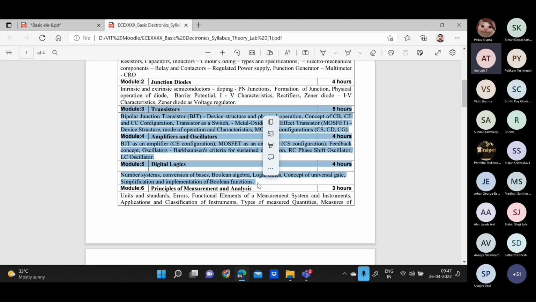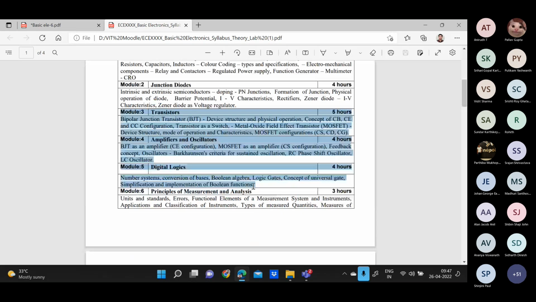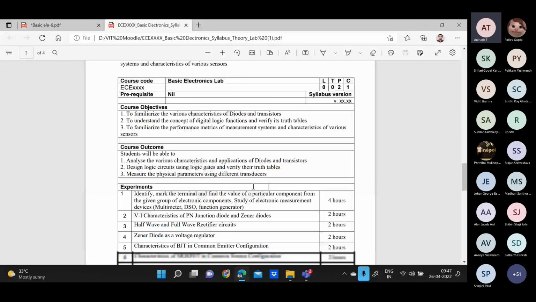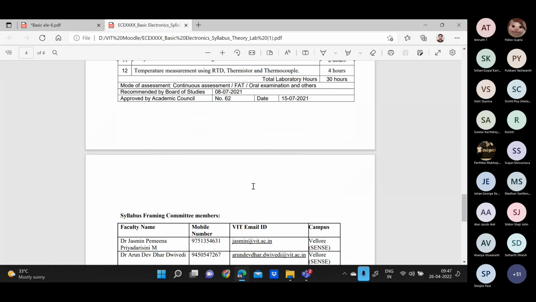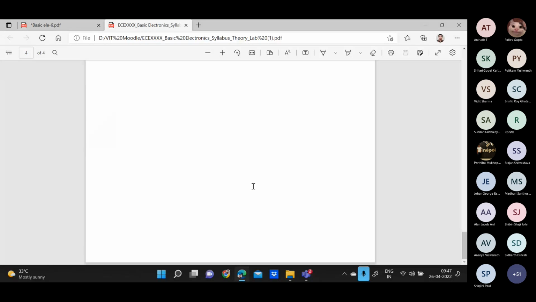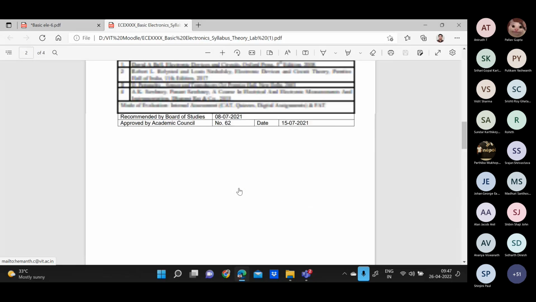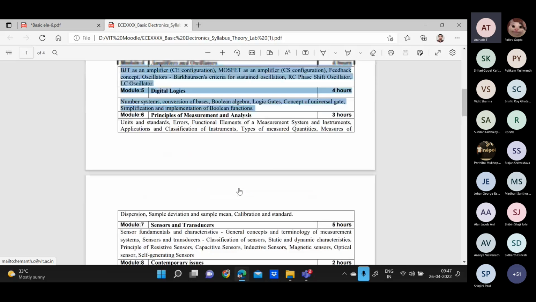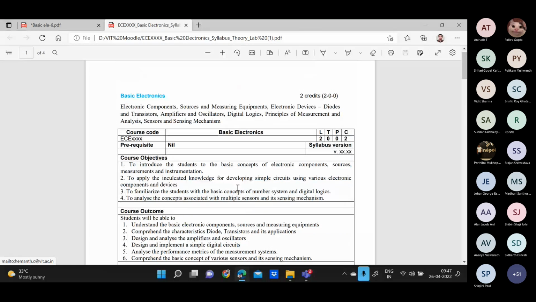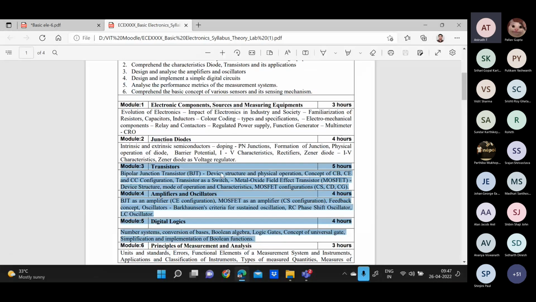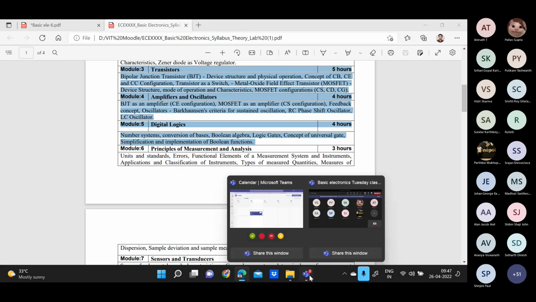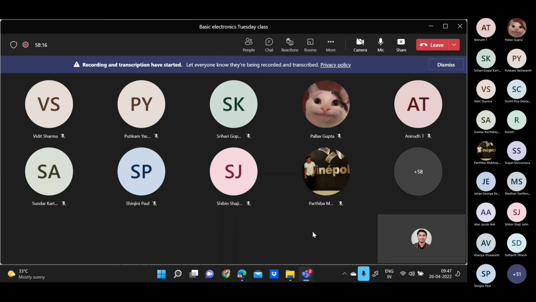Sir, how much weightage will each module have, like 3, 4, and 5? Will it be 10, 10, 10 or? One minute. Okay, I will tell you in the next lecture, as that guideline is not here. Okay, so I will take the attendance directly from here.